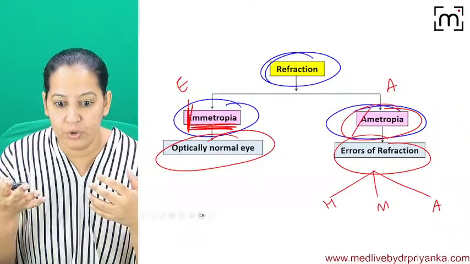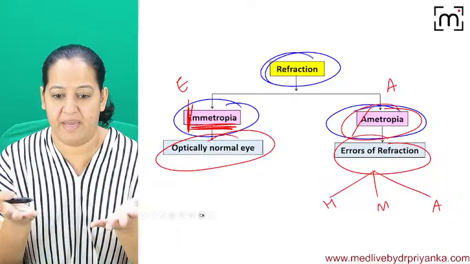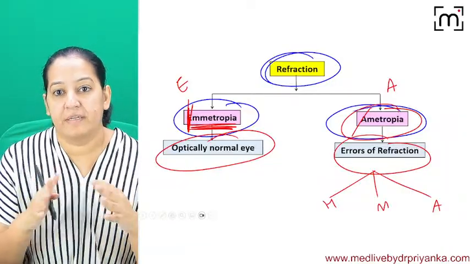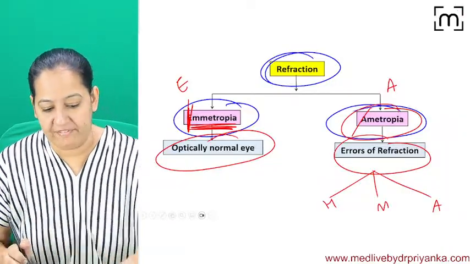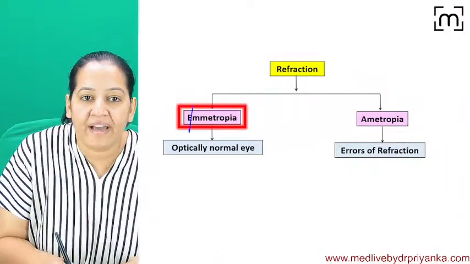In young age, it's usually myopia. In old age, it's usually hypermetropia. Astigmatism can occur at any age, but these are the main errors of refraction I'm going to deal with. Okay, got it? One by one we will go through them. First, let's start with emmetropia.